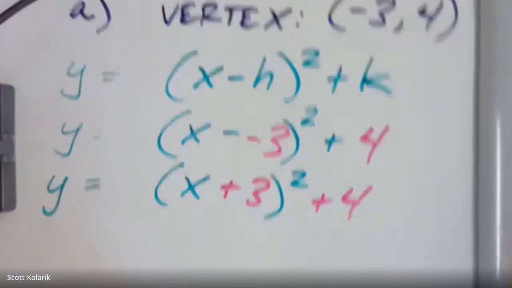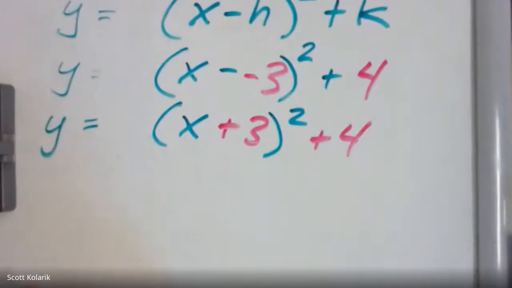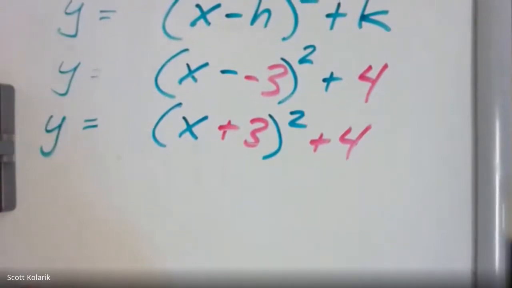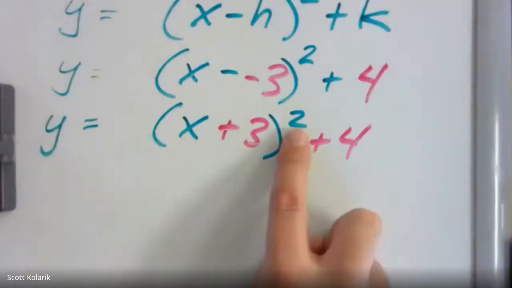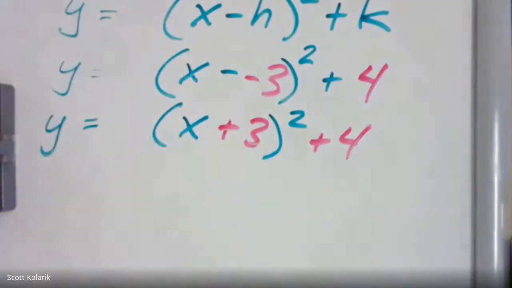So in order to write this in standard form, I need to do what we did in chapter 2. Namely, I need to distribute and collect like terms. In other words, I need to take this parentheses, square it, then add in the 4 after the fact, and I'm going to end up with a polynomial, that is ax squared plus bx plus c.